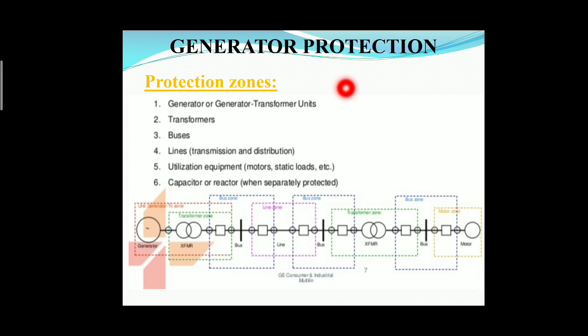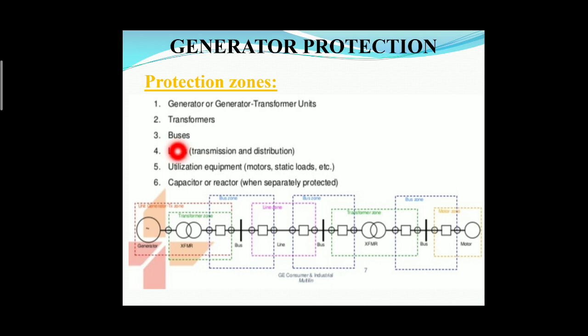Next are the protective zones. There are different protective zones. First is the generator or generator-transformer unit, a combination of a generator and a transformer unit. We give protection for the combination of generator and transformer unit. Next are the transformers, which we also protect separately. Next are the bus bars, where we give separate protection.